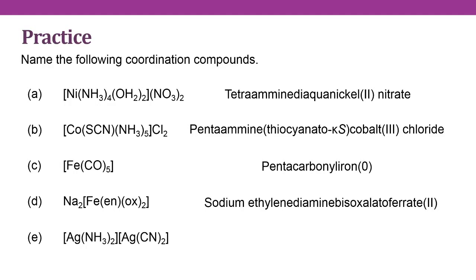To name the anion, we will have to use the suffix ate along with the Latin name of silver. So the full name of the compound is diamine silver 1 dicyanide argentate 1. So that is it for our first set of examples.